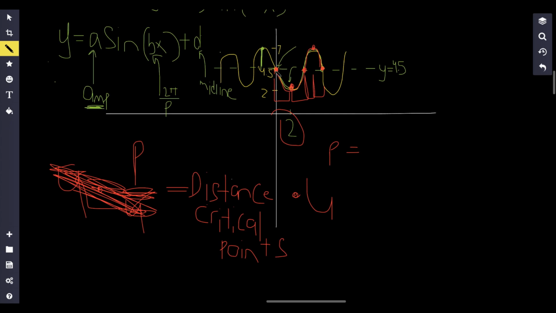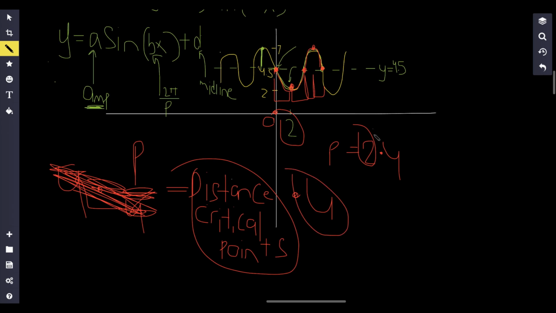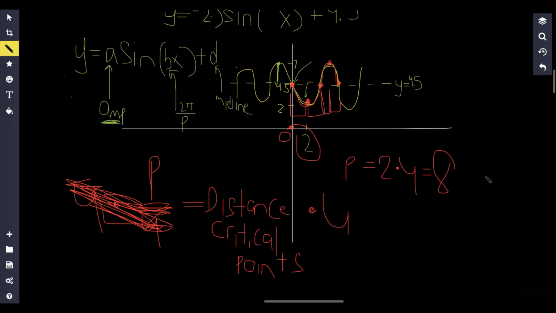Because this point right over here lies at x is equal to 0. This point lies at x is equal to 2, right? So the distance from 0 to 2 is 2. And 2, which is here, times 4 is going to be equal to 8. And that's going to represent our period.